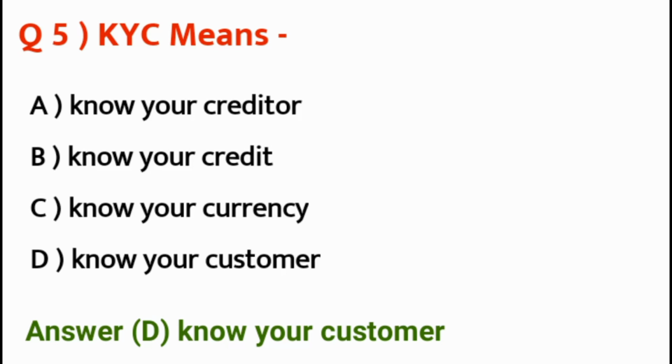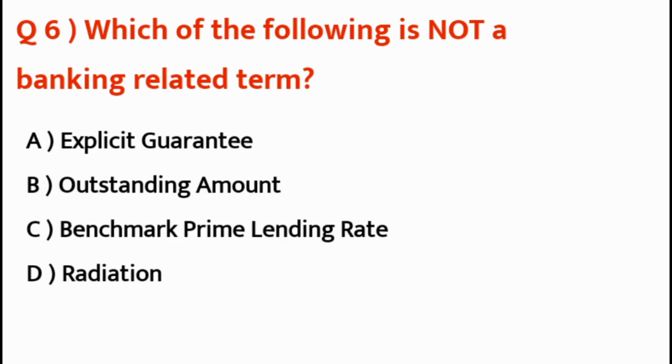Next, question number 6. Which of the following is not a banking related term? So these are the options, and the correct option is option D, radiation. A, B, C, these terms are related to banking, but the radiation term is not related to banking. This is another term.